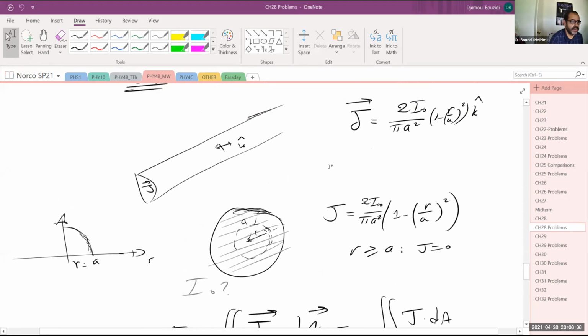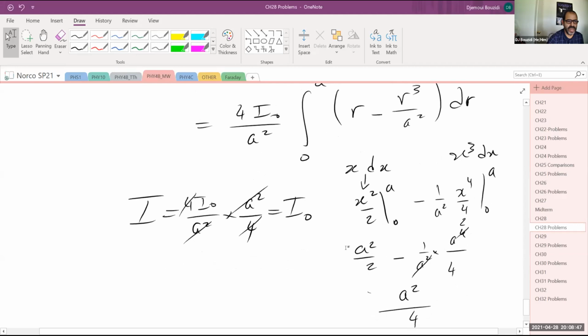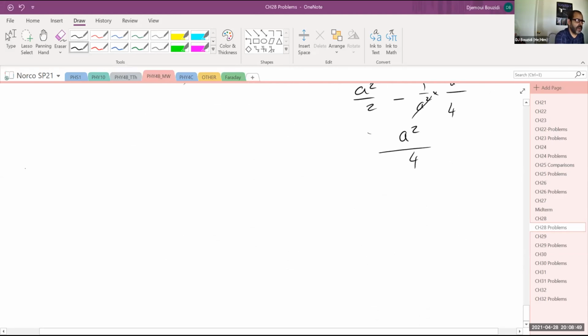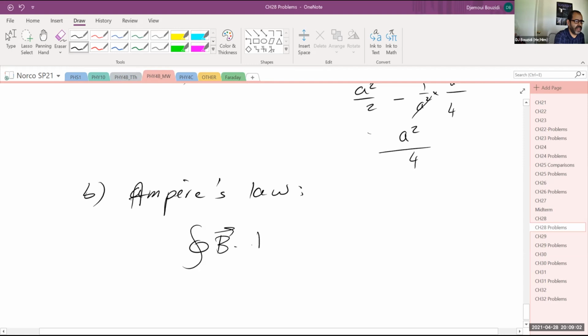Somewhere outside here. For that, we're going to take a path for the magnetic field, which is going to be a circular path, and we're going to calculate its circulation using Ampere's law. So part B, Ampere's law said that the circulation of the magnetic field over any closed path, for which we're going to take a circle in our case, because it's easier to do a circle, is equal to mu naught I.